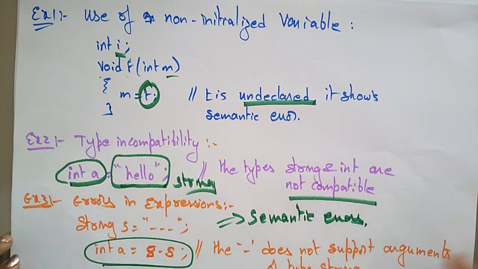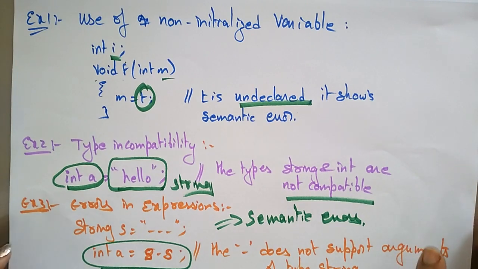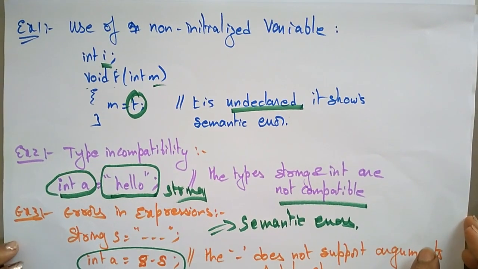So these are the different errors that you come across at compile time: lexical errors, syntax errors, and semantic errors.